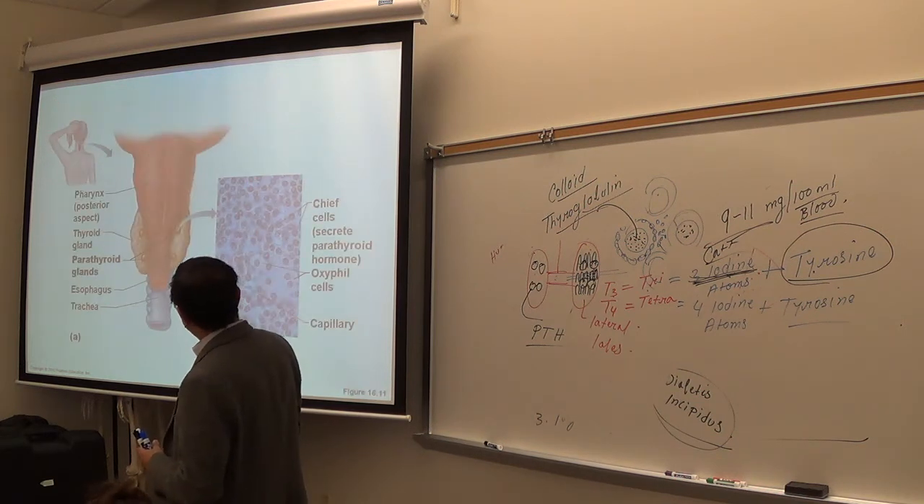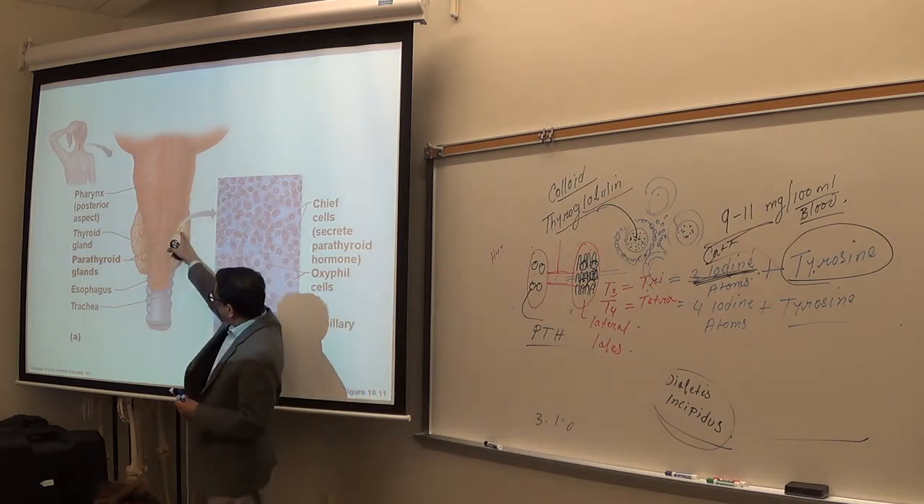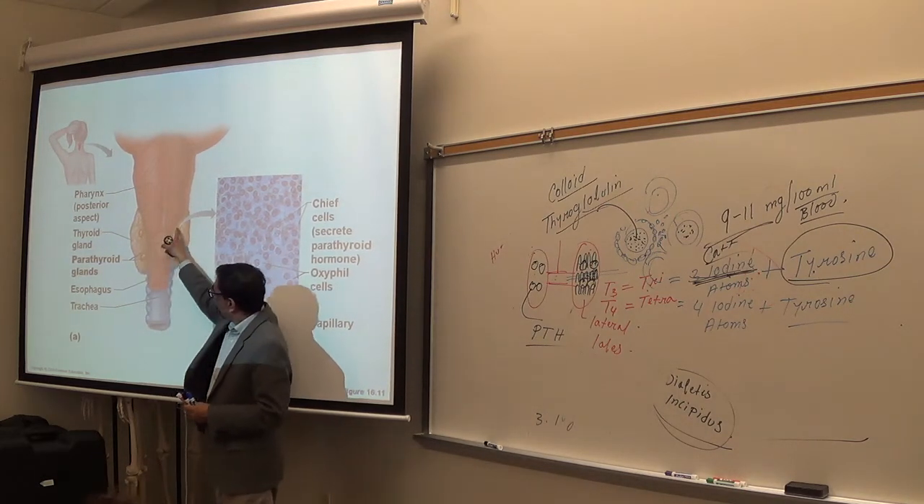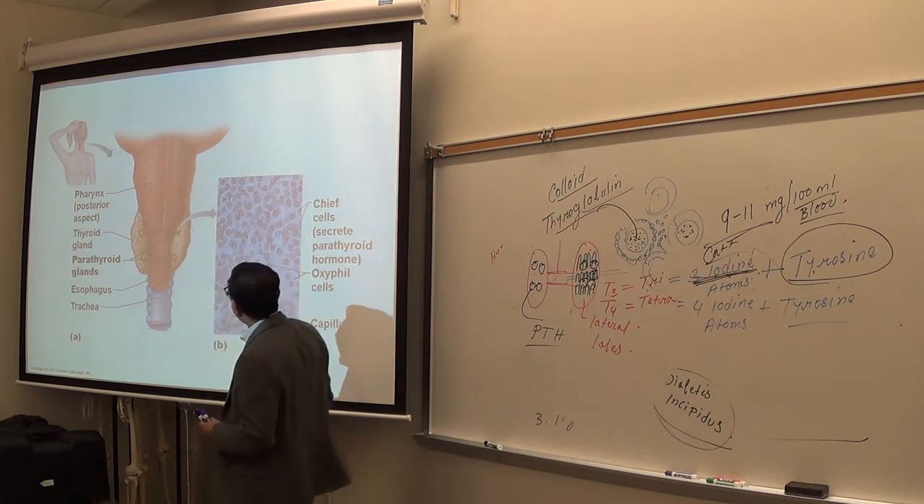Okay, now you see here the back of the thyroid. These are the parathyroid glands. Okay.